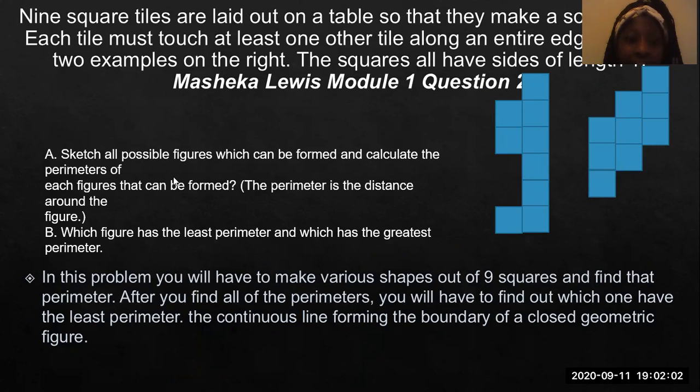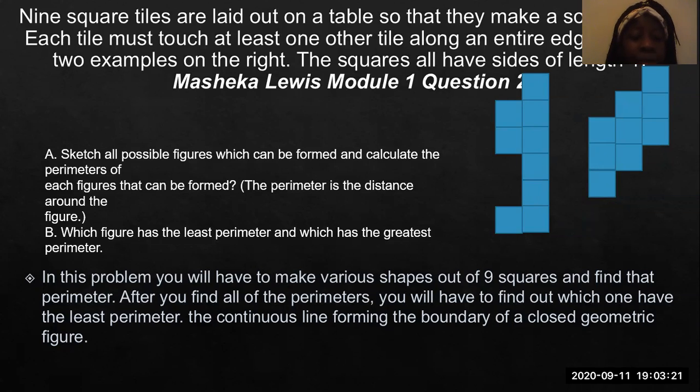Perimeter. Okay. I'm gonna pause this for a little bit to make sure this does not skip. Okay. For this question, it says you have 9 square tiles laid out on a table so they make a solid pattern. Each tile must touch at least one other tile along the entire edge. See the 2 examples on the right. This is an example of how you're supposed to stack the tiles. They have to be complete along the edge. The square's sides are all the length of 1.